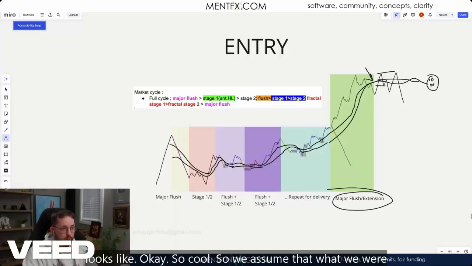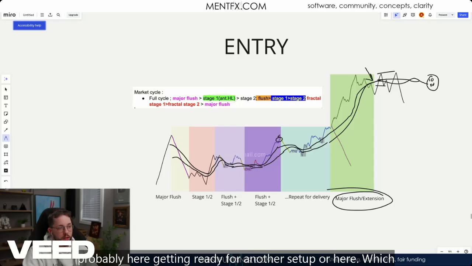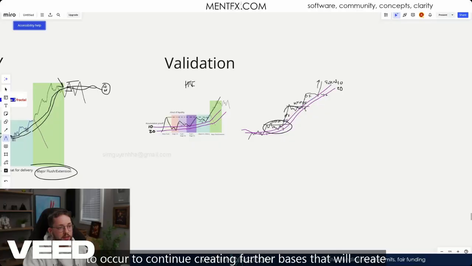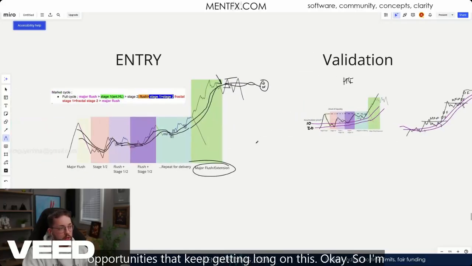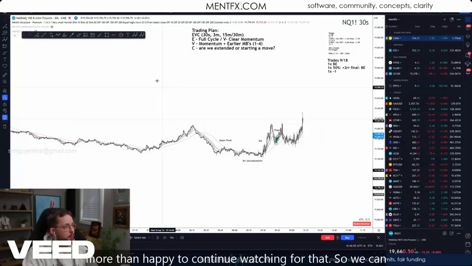Okay, so cool. So we assume that what we were doing is completely correct. And we're assuming that we're probably here, getting ready for another setup, or here, which is likely what I think we're in. I think we're in this, which means that we still have the opportunity for a flush to occur to continue creating further bases that will create opportunities that keep getting long on this, okay? So I'm more than happy to continue watching for that.